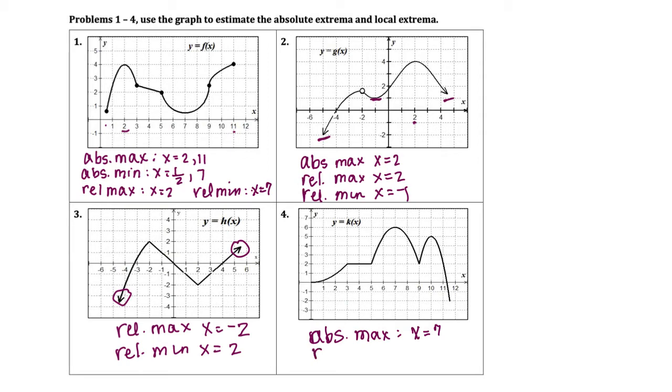So let's talk about a relative max. Looks like a relative max we can do at x equals 7. And over here at x equals 10. And a relative min, that's going to happen at x equals 9.